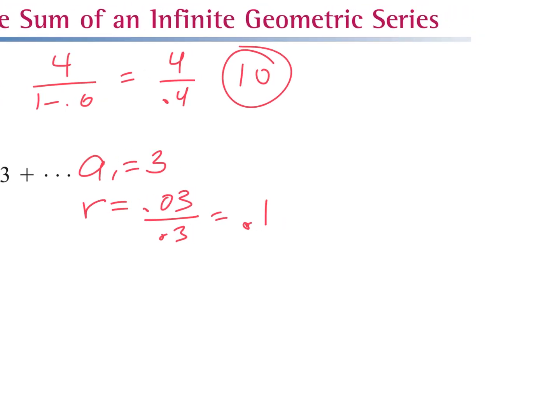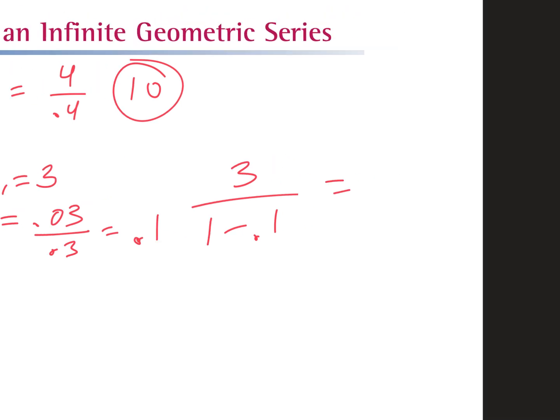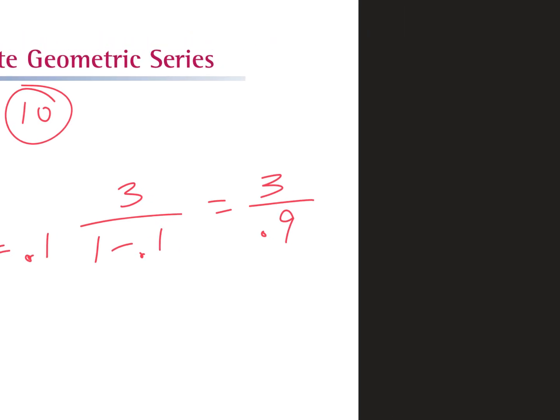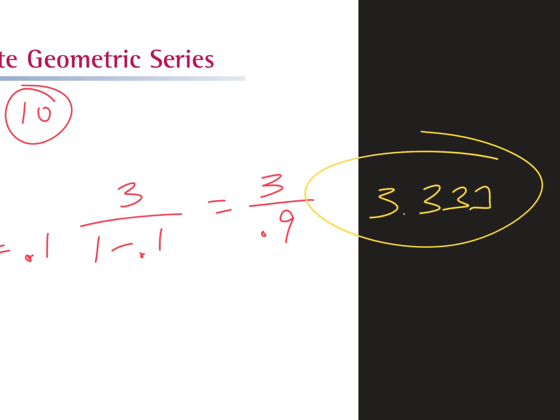What goes in the numerator? 3 divided by what? 1 minus 0.1. So what is 1 minus 0.1? Okay, so 3 divided by 0.9. Do that in your calculator. What's 3 divided by 0.9? 3.33 repeating. There you go.